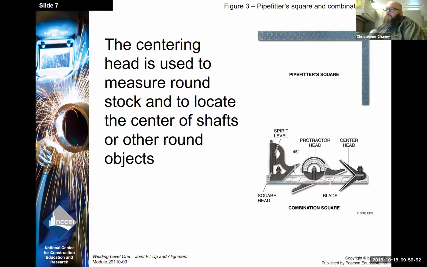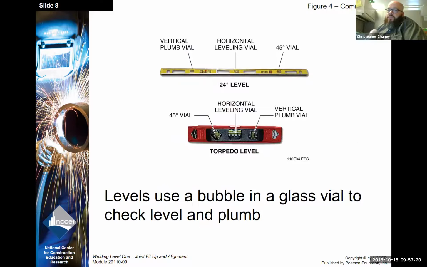Okay, the centering head is used to measure round stock and locate the center of shafts and other objects. So that's on the combination square shown on the bottom right. They do come as combo sets like that, so you have the combination square, the protractor, and the centering head all as one unit. I do have one of these in class that I can show you guys and demonstrate how it's used to find the center of round objects.